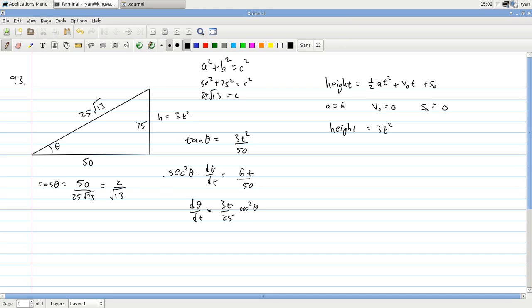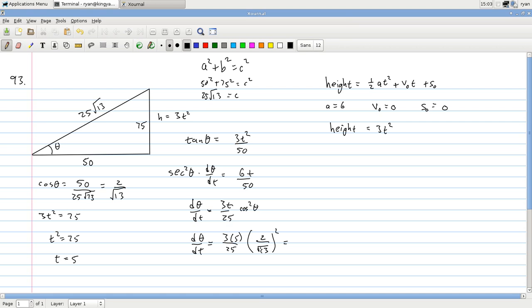And then to get the t, I want to know when the height will be equal to 75 feet. So I'm going to set 3t squared equal to 75. We can divide both sides by 3 to get t squared is 25. So then t must be 5. We can now plug these into our formula for d theta dt. So the rate of change of the angle with respect to time is 3 times 5 over 25 times the cosine, which is 2 over radical 13, squared.